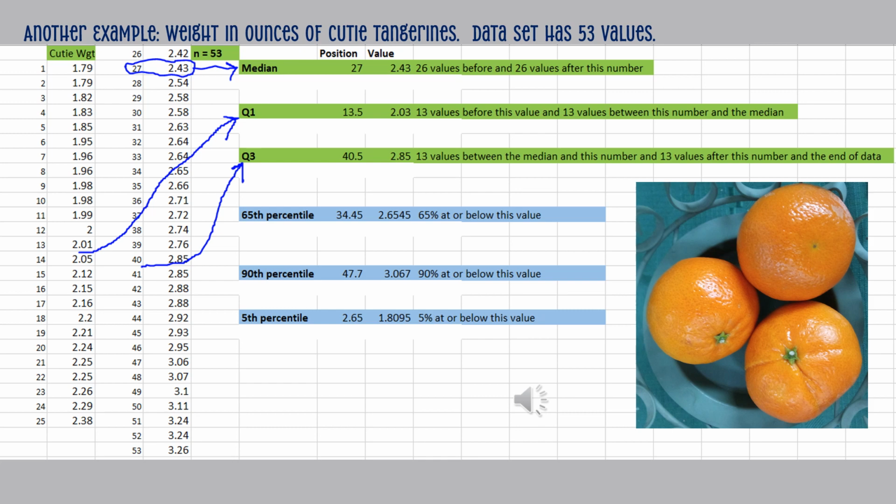Here we have a set of 53 weights of Cutie tangerines measured in ounces. So it's a random sample of 53 tangerines of the brand Cutie measured in ounces. Why don't you pause the video and try to work through finding the quartiles and the 65th percentile, the 90th percentile, and the 5th percentile, and see if you understand how to arrive at the values that are listed here. And later, we'll work through where the values come from.